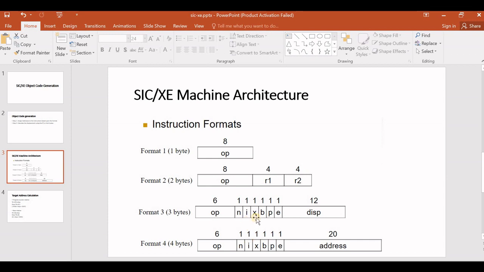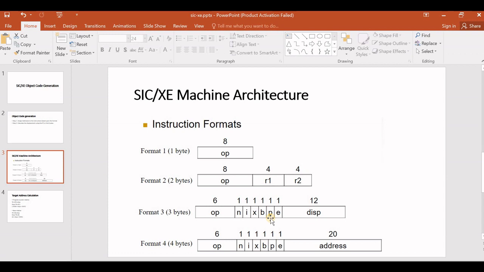Coming to the next addressing mode, which is the X bit. X represents the indexed addressing mode. Wherever you have the second operand as X, because X is an index register. When you see the registers of the SIC-XC machine architecture, you can find that X is one of the registers and that register is an index register. So in case the second operand in the instruction is X, then that instruction is said to be in indexed addressing mode. If it is in indexed addressing mode, then the X bit will be set to 1, otherwise it will be reset to 0.